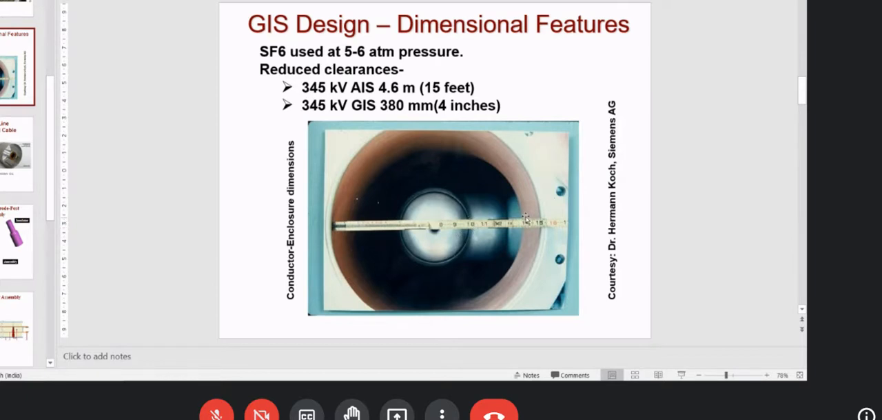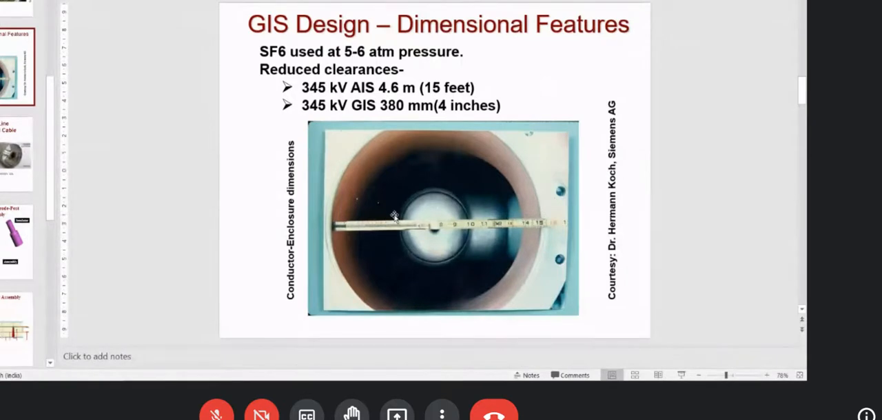If I have to provide the same insulation using air, that means the open air substation, which is also written on top, AIS, air insulated substation, then the 4 inches which we are giving in the GIS will become 15 feet. 15 feet we require. So can you imagine the minimization that has been done? That is the beauty of the design that our engineers have been able to achieve, and it is highly reliable. Let me tell you, this is highly reliable.